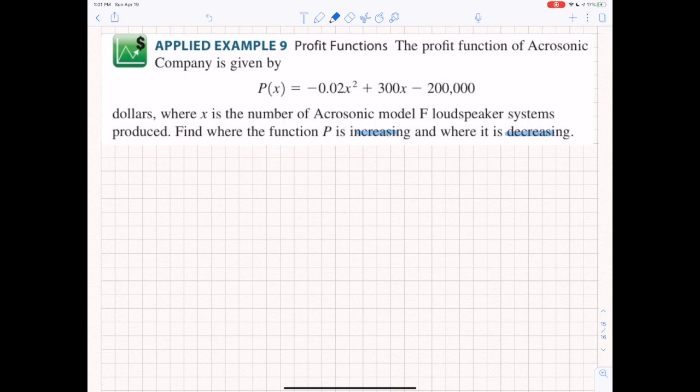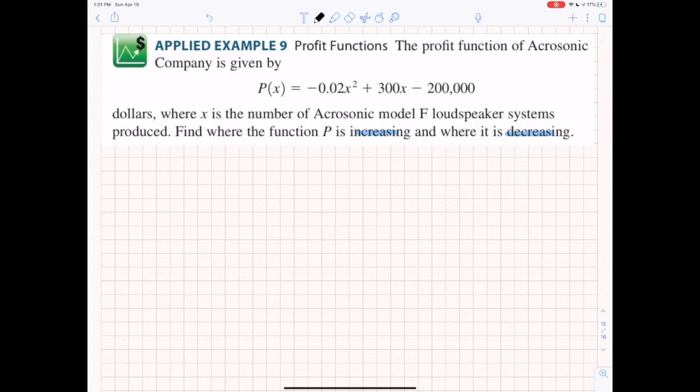The profit function of Acrosonic Company is given by P of x is equal to -0.02x squared plus 300x minus 200,000, where that is in dollars, where x is the number of Acrosonic model F loudspeaker systems produced. Find where the function P is increasing and where it is decreasing. In other words, I want to know where is the profit going up and then where is the profit going down in terms of how many speakers I am essentially producing.